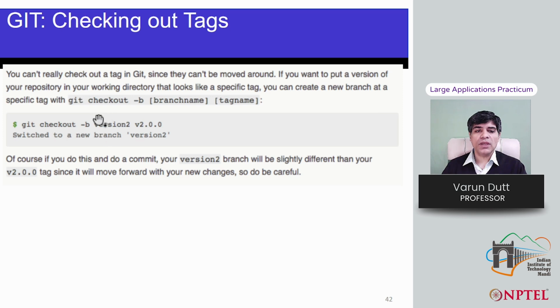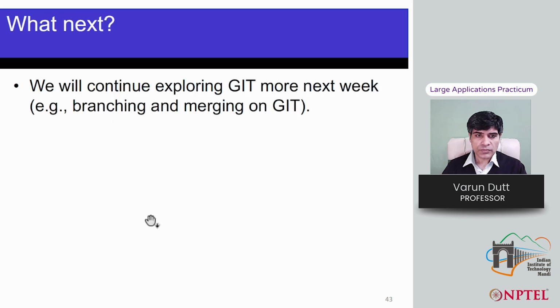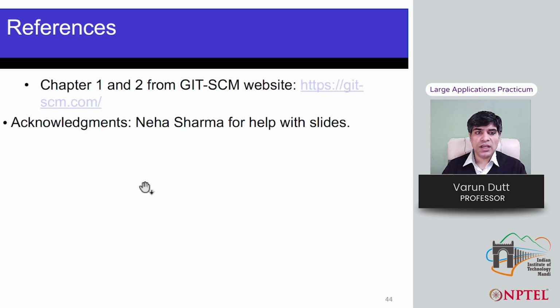We'll be looking at how we can use this for doing more development. In this case, the development will move on this branch. Of course, we will see how we can move from one branch to another in the next lecture. What this will do is check out the commit corresponding to this tag and put it in a new branch called version 2, which is different from the master branch. We will continue with more concepts in Git about branching and merging in the next lecture.